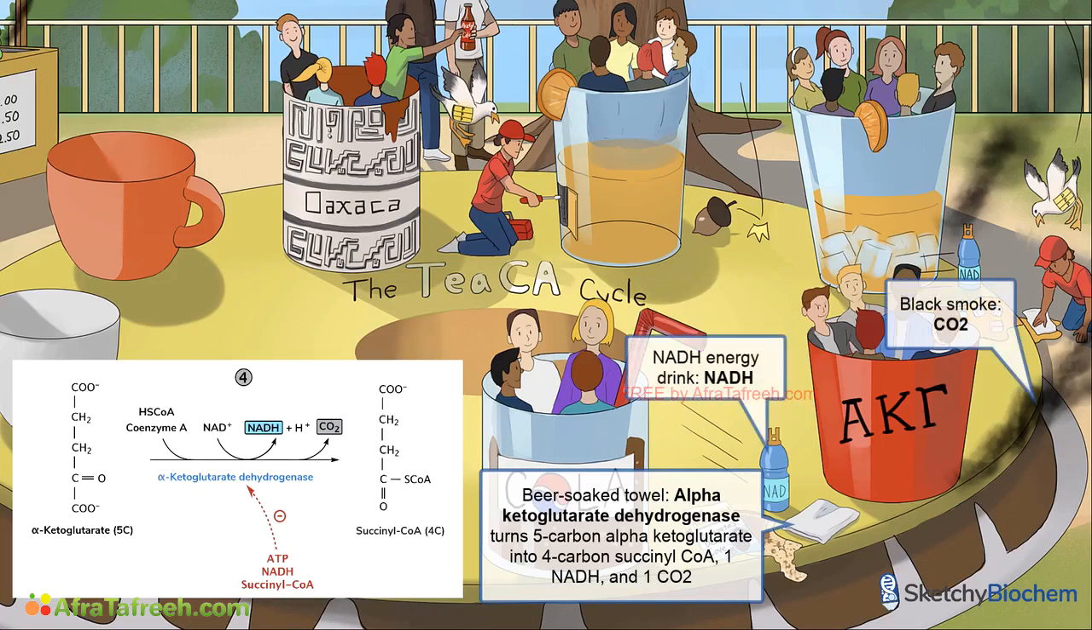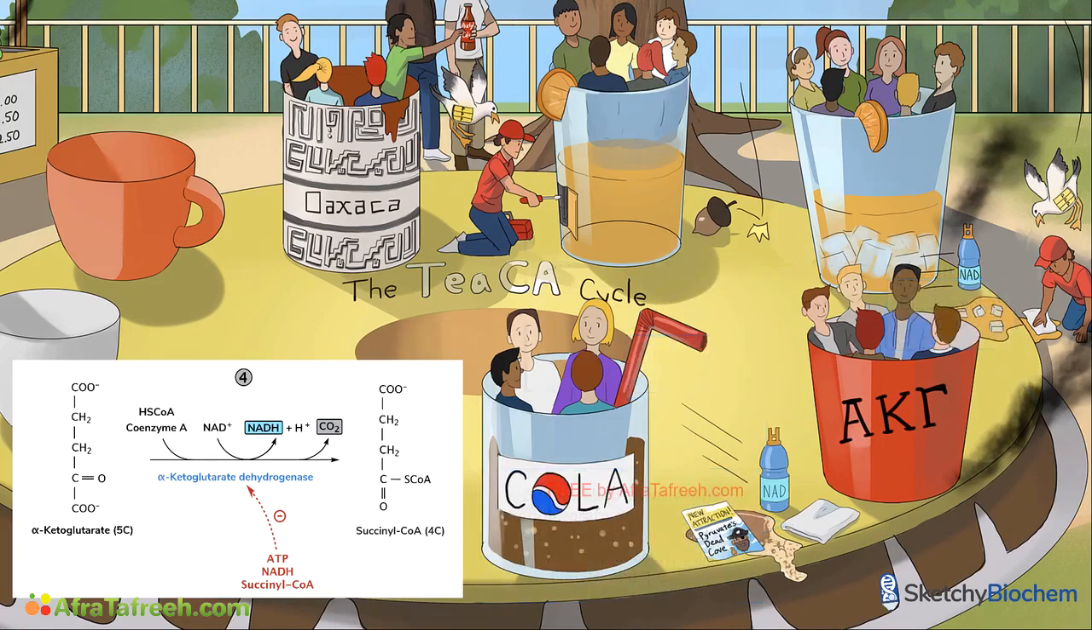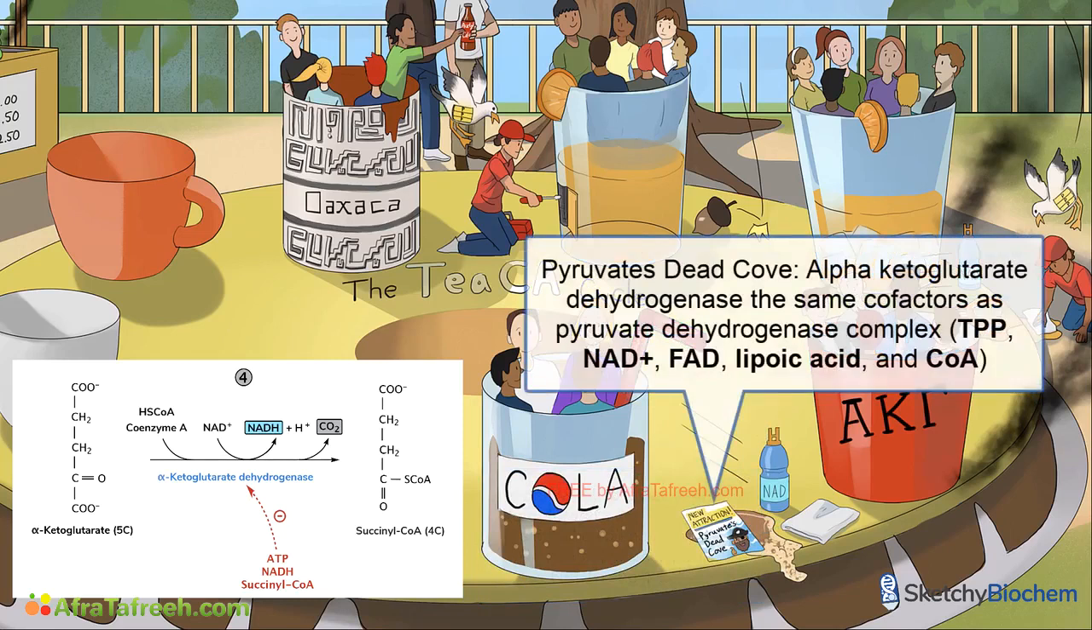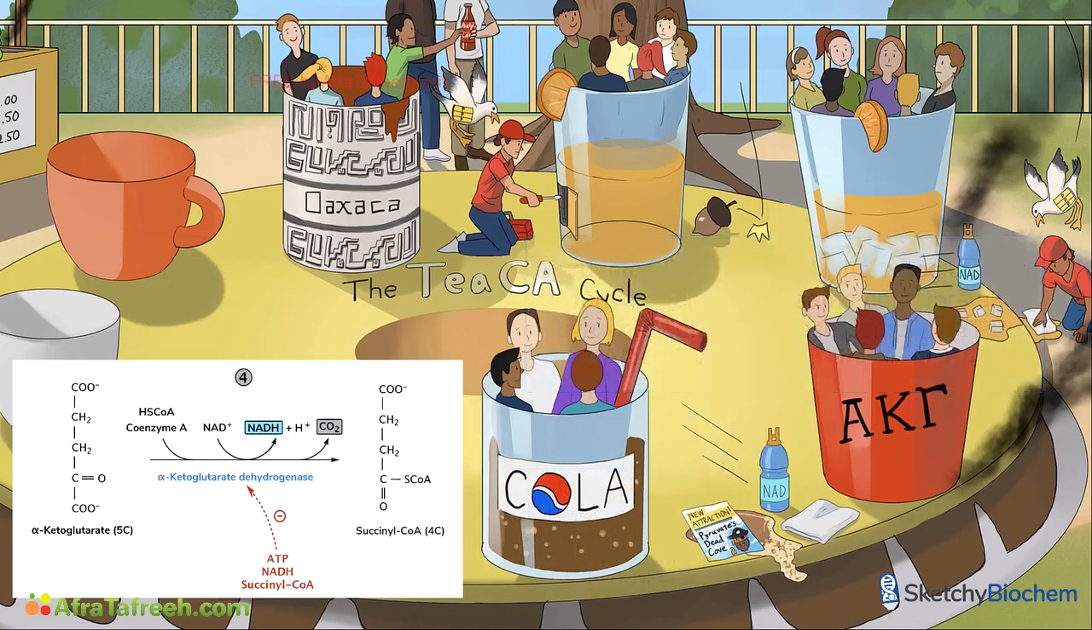This oxidative decarboxylation reaction produces 1 NADH and 1 carbon dioxide, again represented with the NADH drink and black smoke. Alpha-ketoglutarate dehydrogenase uses TPP, NAD+, FAD, lipoic acid, and CoA as cofactors, just like pyruvate dehydrogenase. If you don't remember anything about pyruvate dehydrogenase, please watch the PDC sketch.